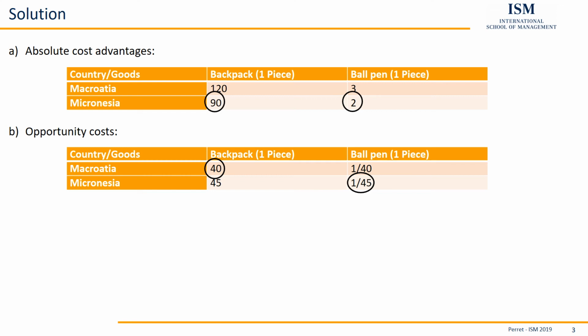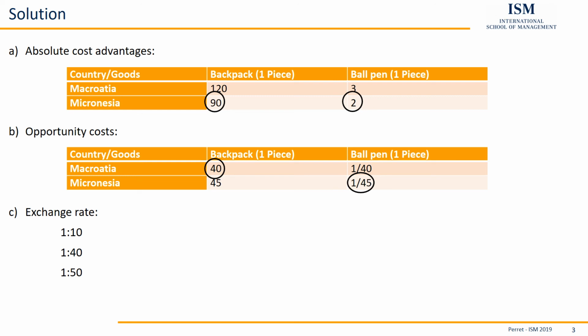However, this table on opportunity costs can also help us with part C, the exchange rate. How? Well, we had 3 possible exchange rates. So what we're going to do now is consider the more expensive good. That's the backpacks, clearly. And we take the average of the corresponding opportunity costs. So here we have opportunity costs of 40 and 45, and we take the average thereof.